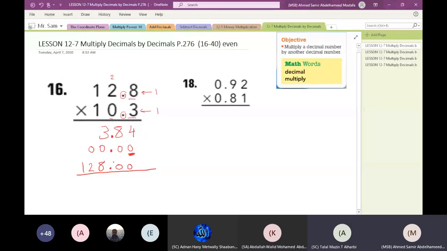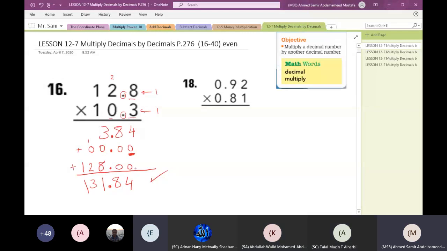All right, let's add this now. 4, bring the 4 down, and bring the 8 down. Put a decimal point. 3 plus 8 equals 11. We carry the 1 and put a 1 down. 1 plus 2 equals 3, and we bring the 1 down because there's nothing to add to. Excellent, excellent. So the answer would be 131.84.